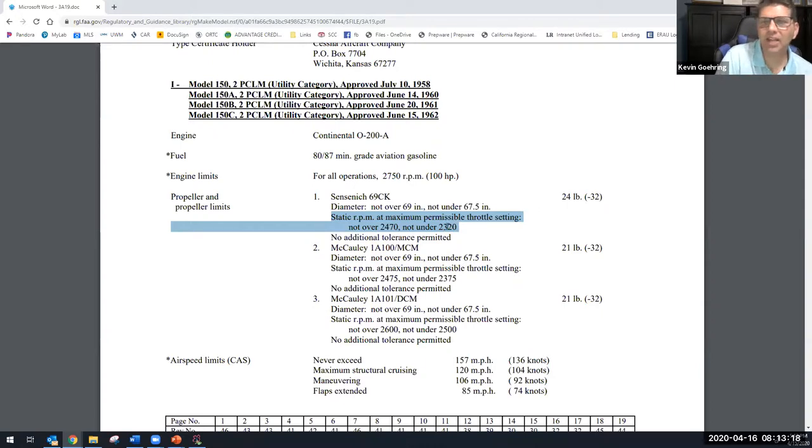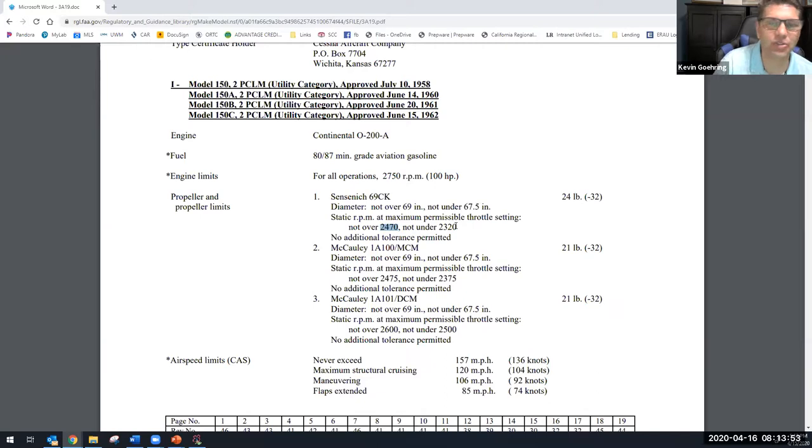If it is under 2320, it means one of two things: either the engine is going bad and not producing proper horsepower, or I have the wrong prop or pitch on it. If it is over 2470, it can mean only one of two things: one, I have the wrong prop or pitch on it, or two, the engine is producing way over maximum horsepower, which is not likely. So it's the wrong prop.